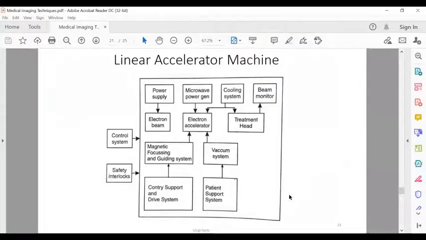The range of technologies used in linear accelerator systems is very wide. It requires high power electronics in the order of megawatts. The dose monitoring system has to measure currents of the order of 10 to 12 amps. Microwave technology is used here. Safety interlocks must be there. Gantry and patient support call for high technology and precision.